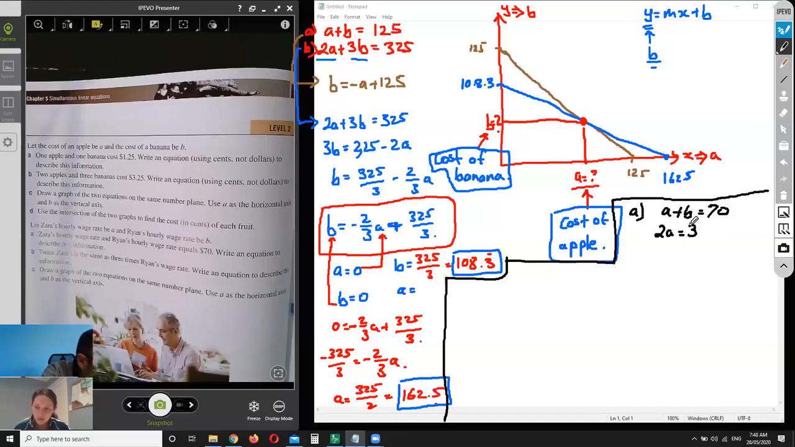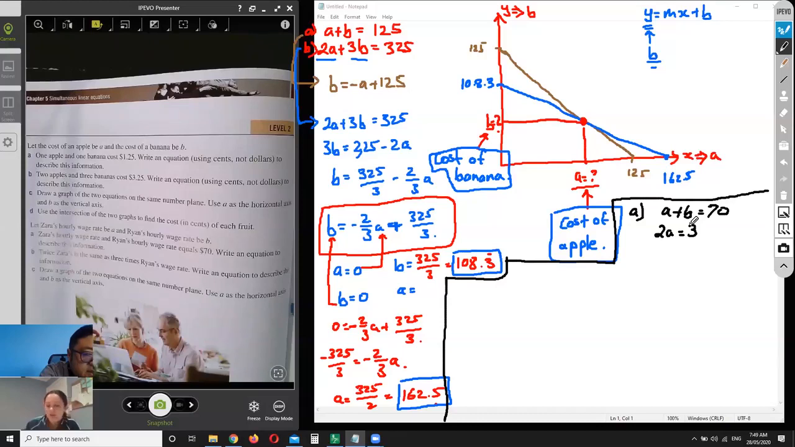Twice Zara's is the same as 3 times Ryan's wage rate. Have a think. Or are they plussing them because it still doesn't equal 70 though? Are we doing part B? Yeah. Twice Zara's is the same as 3 times Ryan's wage rate. Have a think. Equals. Yes. So it isn't equals.